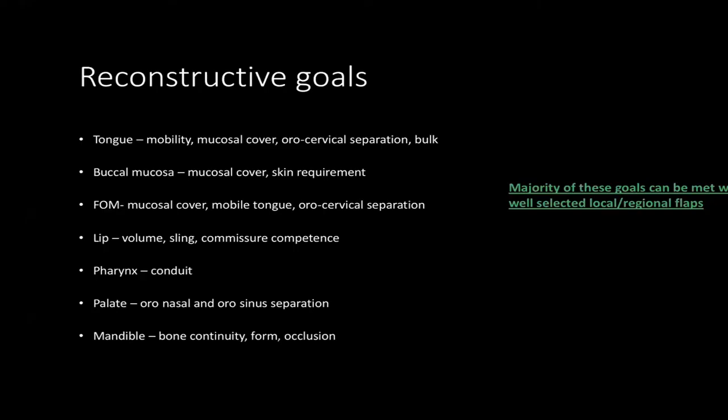and commissure competence. For the pharynx, you have to reconstruct the food conduit to connect the oropharynx with the esophagus. For the palate, it is oronasal separation and orosinus separation. And in the mandible, you have to ensure bony continuity, form, and occlusion. So as I mentioned, the majority of these goals can be met with well-selected local and regional flaps, and barring the mandible, the pectoralis major or the supraclavicular or one of the flaps can be easily used to attain good closures and good functional outcomes.